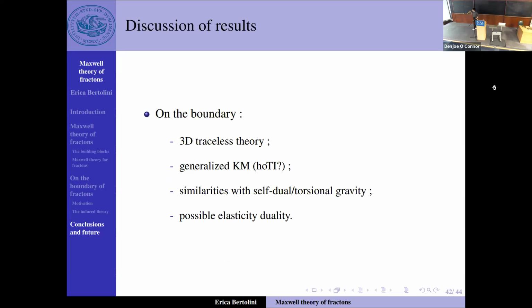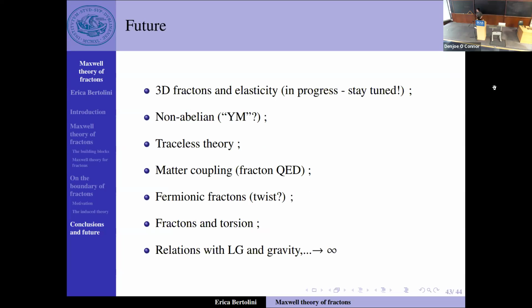Also, on the boundary, we get the three-dimensional traceless theory for fractons, a generalized Kac-Moody algebra, which shows possible relations with higher order topological insulators, and all these connections with self-dual or torsional gravity, and possibly with elasticity. So, concerning the future, there are many points to add after all these discussions, but these were what I was thinking at the beginning. So the 2+1 dimensional fracton models are currently under study, at least also from the elasticity side.